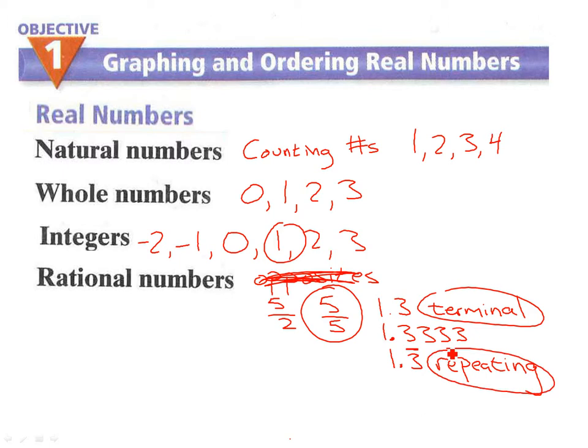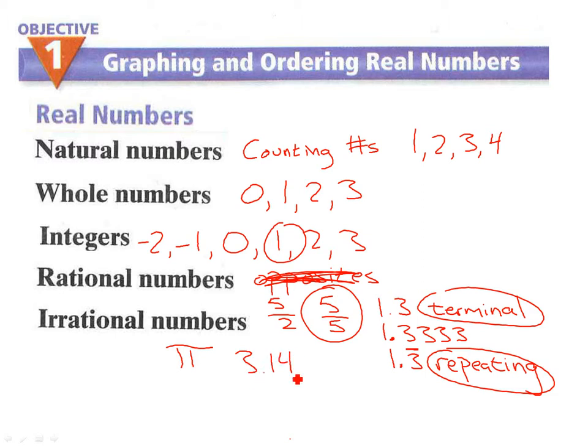And then we come to the end of the line here, and we've got our irrational numbers. Irrational numbers are the decimals that we cannot write as terminal or repeating, and they're going to go on forever. I bet you can think of one of the most famous ones, pi, 3.14159. It doesn't stop, it doesn't repeat. It's going to go on forever down the line.